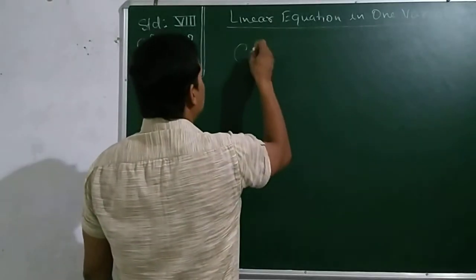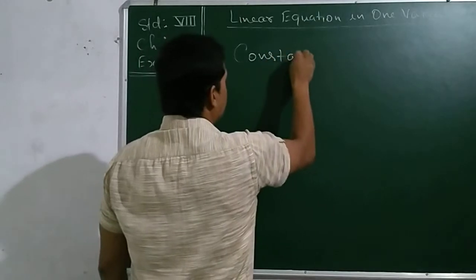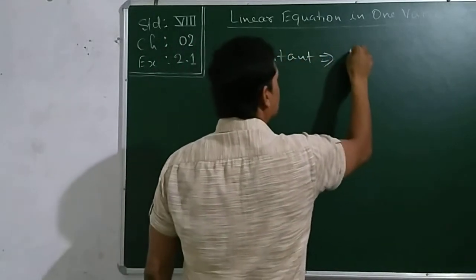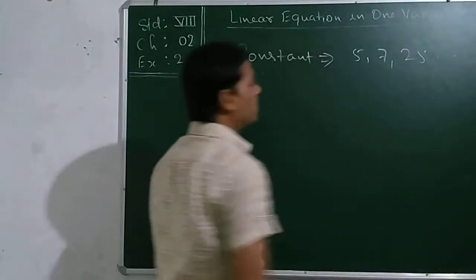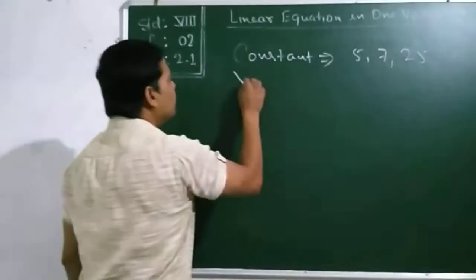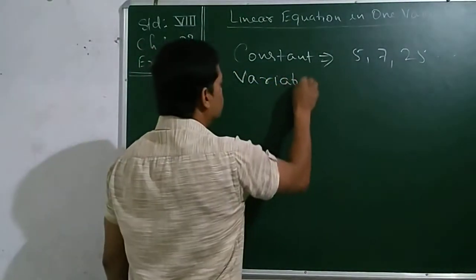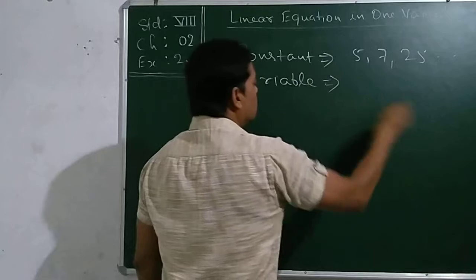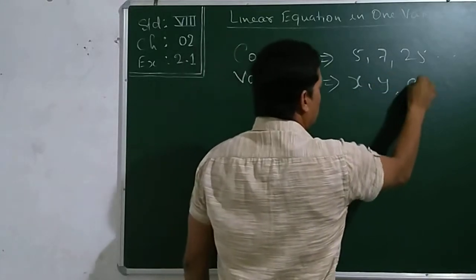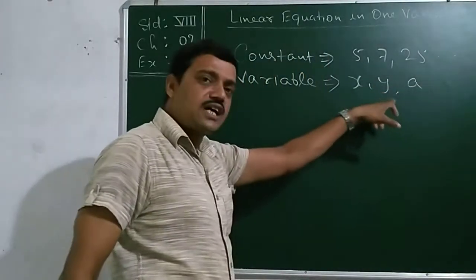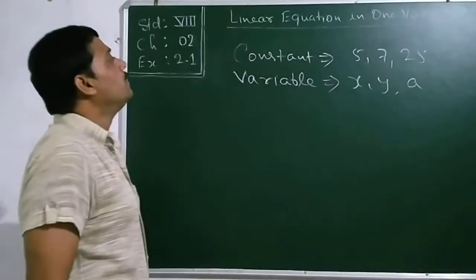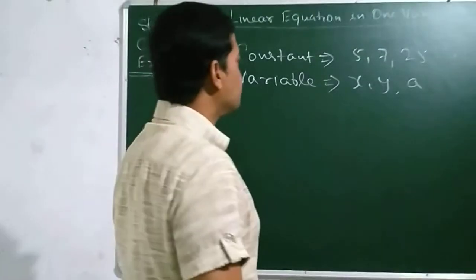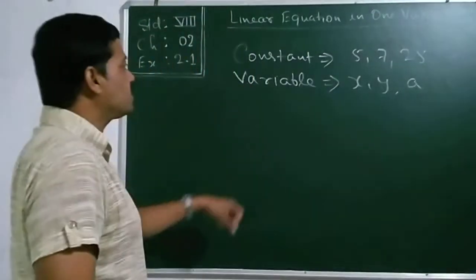Say, constants you had learned. Constants were any numeric terms like 5, 7, 25 and so on. Variables were x, y or a, which could be assigned the value of any other number in algebraic expressions, and while solving the equations, those are known as variables.